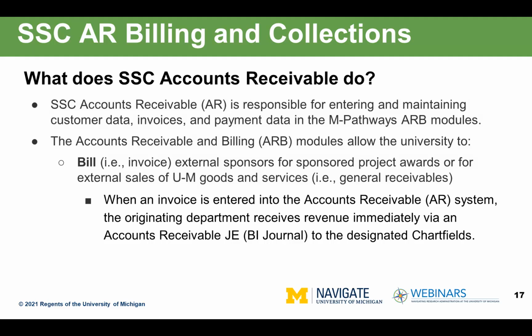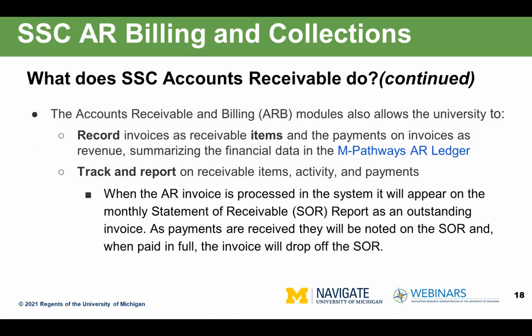It allows us to create that invoice into the system, and it is recognized as a JE, a journal entry, a BI journal entry to the designated chart fields for the associated invoice. So you will see that BI come through as revenue to the chart fields if you're monitoring your SOR. It also creates that item for us to be able to report and track on those. So that's what helps the collections team identify outstanding invoices. It allows senior leadership to understand the overall health of AR, and it allows us to create reports of our aging receivables. So that way we can have a really good understanding of where we are in our current state.